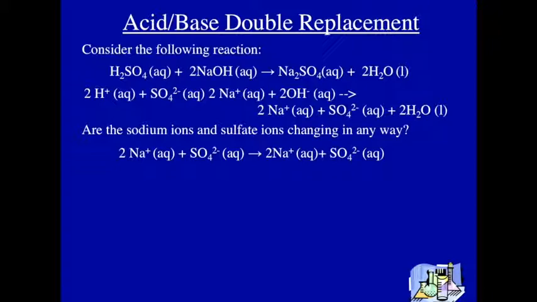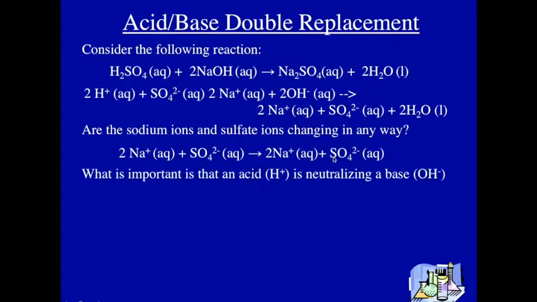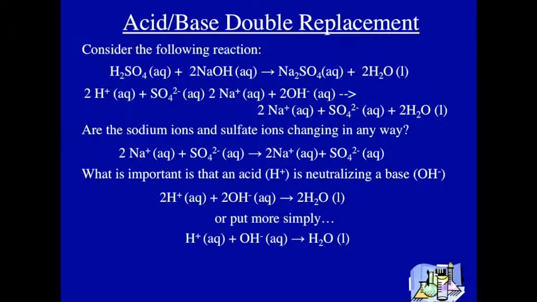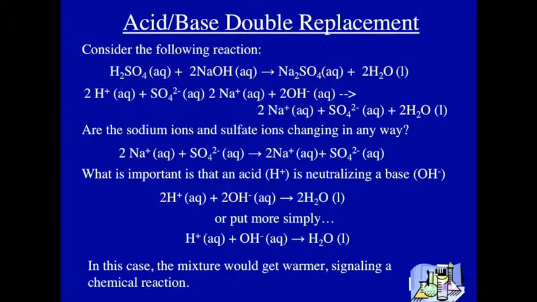Nothing happened between the sodiums on one side and the sodiums on the other, the sulfates on one side and the sulfates on the other. The important part of the reaction was that 2 hydrogens with a plus charge were finding 2 hydroxides with a minus charge. A plus and a minus canceled each other out. I ended up with 2 molecules of water. To put it more simply, we had a hydrogen ion finding a hydroxide ion and becoming water. This is a neutralization reaction. We will see more about this coming up in future units. This mixture would get warmer. That would be my sign of a chemical reaction.